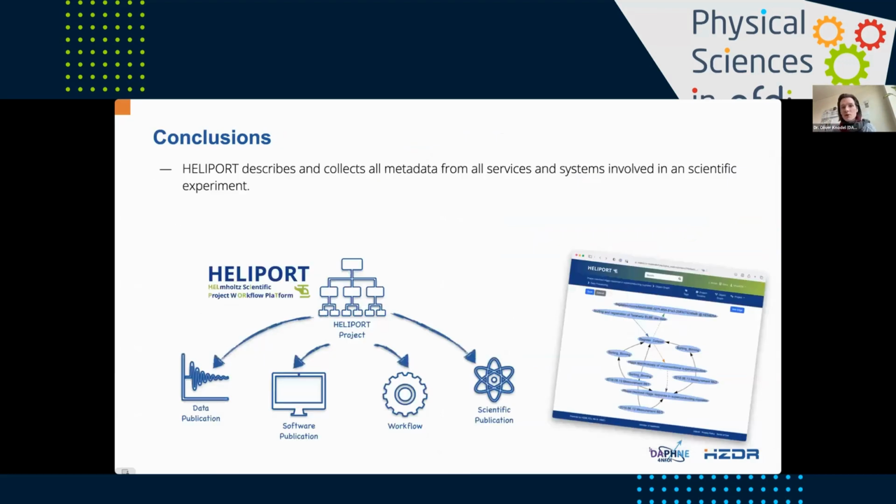So Heliport describes and collects all metadata from all services and systems involved in a scientific experiment. At the moment only at HZDR, but hopefully in the future also at different Helmholtz centers. And such an approach is really desirable and leads us in the end to a full, FAIR, and comprehensible research experiment. We have landing pages for all digital objects, and a digital object in Heliport is really everything. Every subsystem, every data set, and so on.